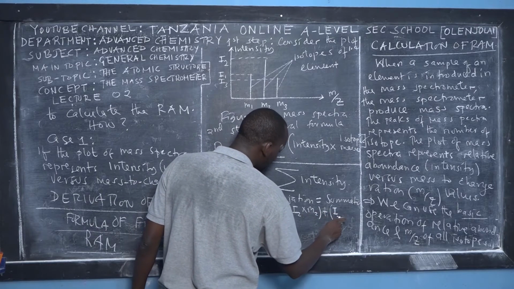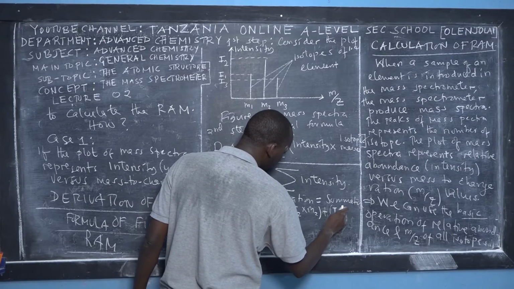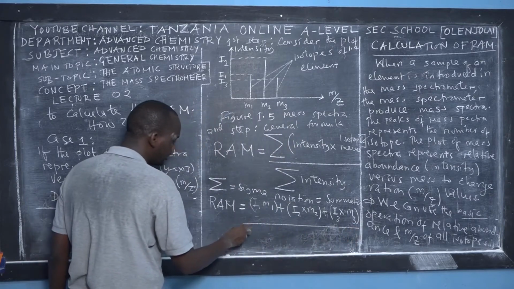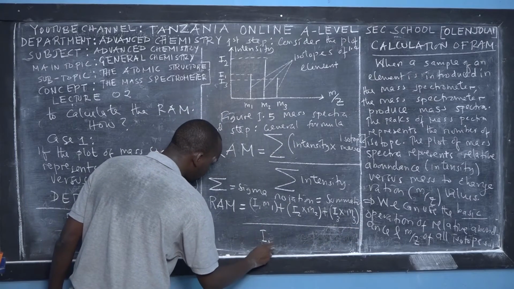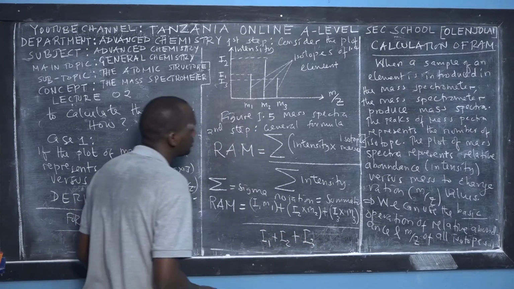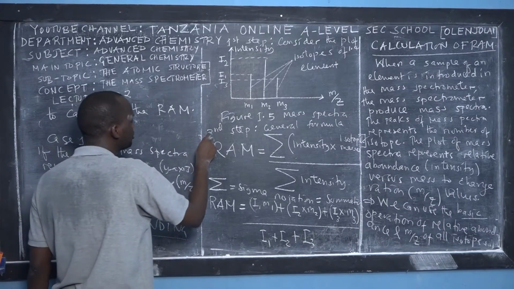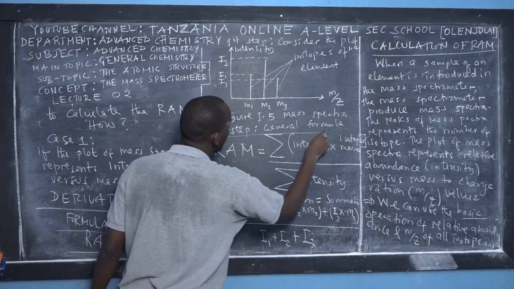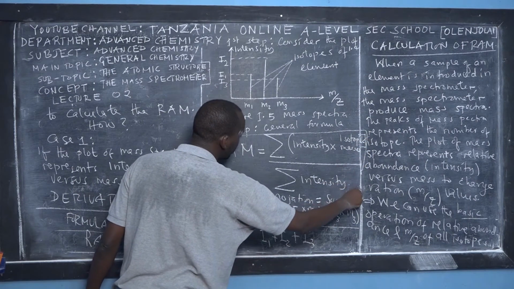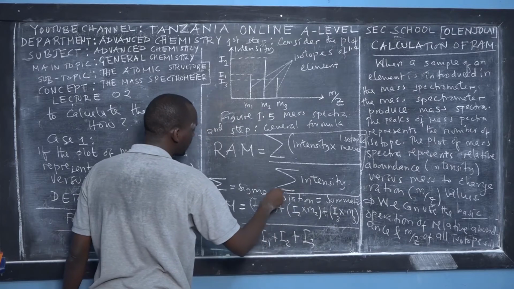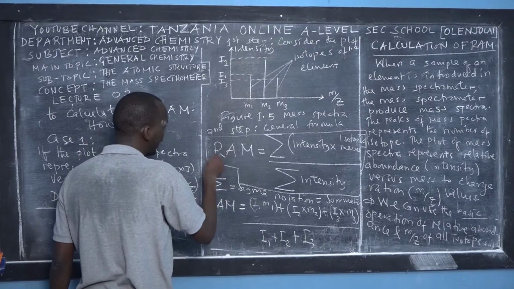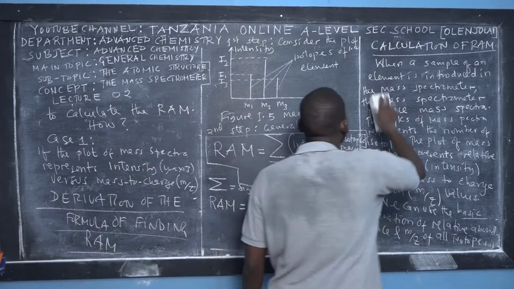Intensity 3, then we multiply by what? By mass 3, and then divided by the sum of the intensities, where I say intensity 1 plus intensity 2 plus intensity 3. So I will teach you and I will solve some problems with you concerning this concept. So don't do this in exam, but I'm just highlighting this formula because it's very important.